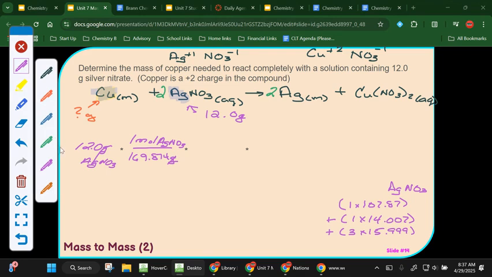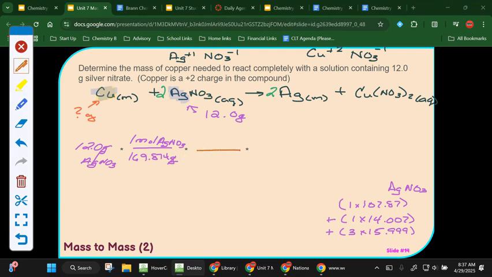Okay. Our next step, we've taken what we've given and we've gotten it into moles. Our next step is our ratio step. What goes on top of our ratio here? What goes on top of this ratio, Jesus? 1 mole of copper.